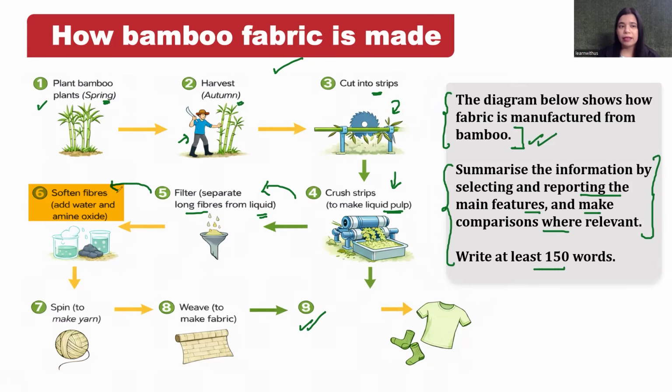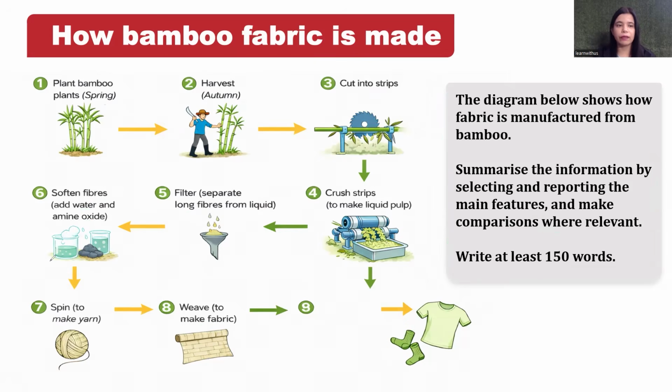And then the separated fibers are softened using water and amine oxide. And then these fibers are spun to make yarn, and this yarn is woven to make fabric, and this fabric is used to make clothes, as shown in the image: t-shirts, socks, and so on.